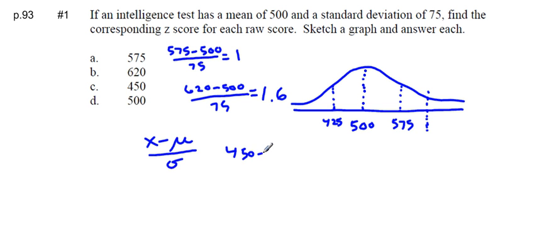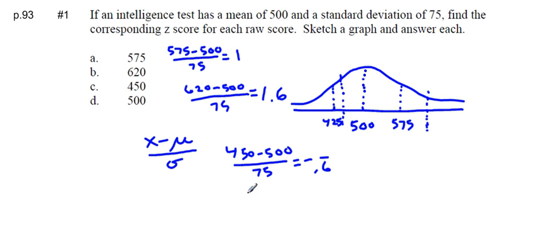So the next one, 450 minus 500, divided by that standard deviation 75. If you do that, you get a negative score, which is okay. That just means that the score we're given is below average, and it's a negative 0.6 repeating. Meaning that score 450, which is about right here, is about 0.6 standard deviations below average because of the negative.